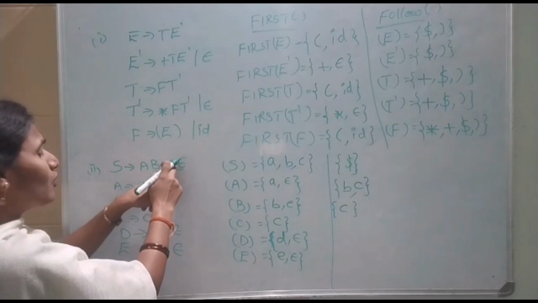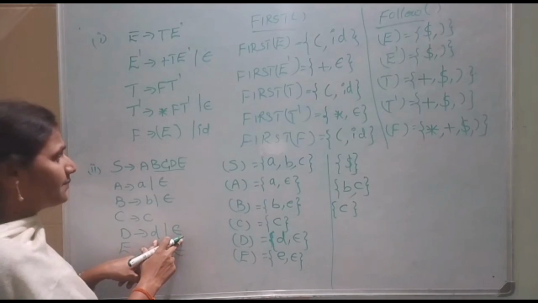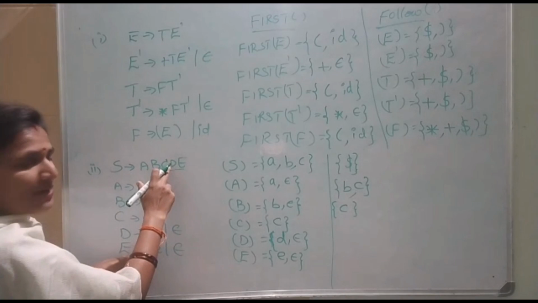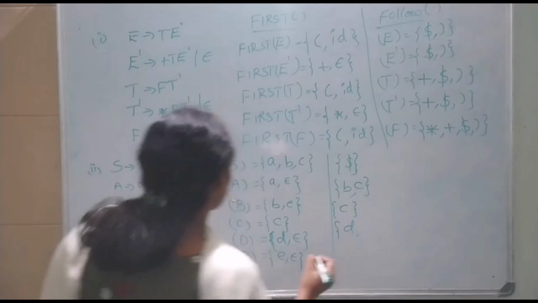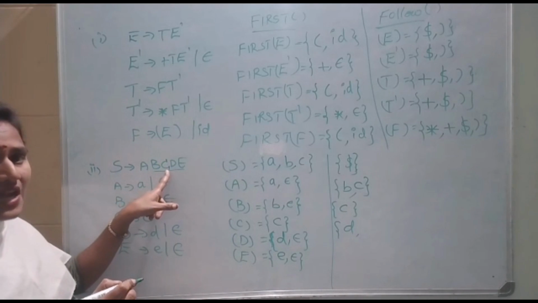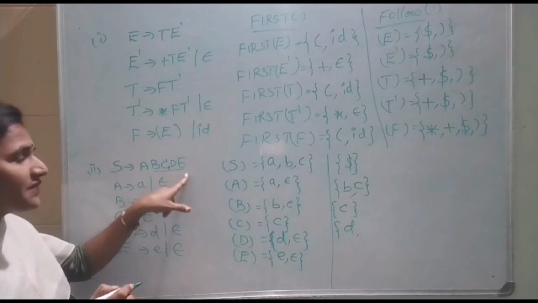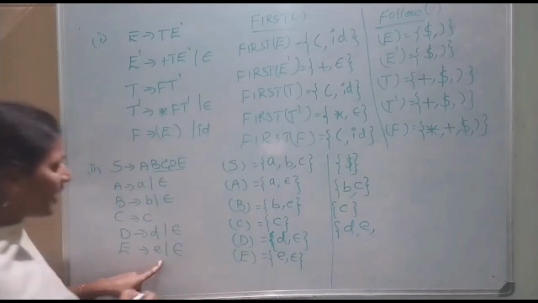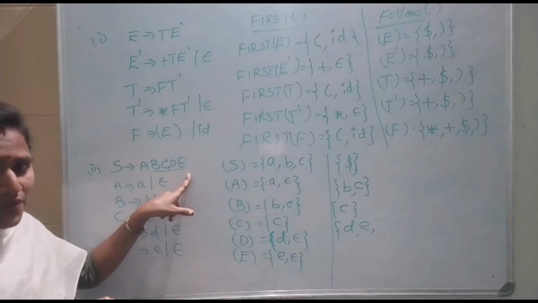You have to compute what is first of D here. What is first of D? Small d or epsilon. If I am going to replace capital D by small d, the immediate grammar symbol after C is small d. If I am going to replace D by epsilon, then the immediate grammar symbol after C is E. Now, what is first of E here? Small e is the one. If I am going to replace E by epsilon, so D and E together become epsilon.